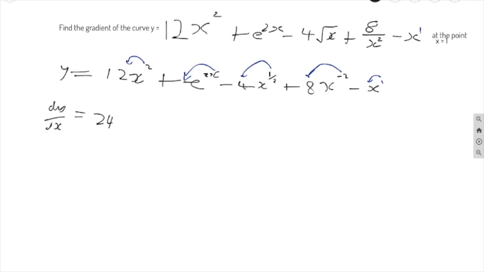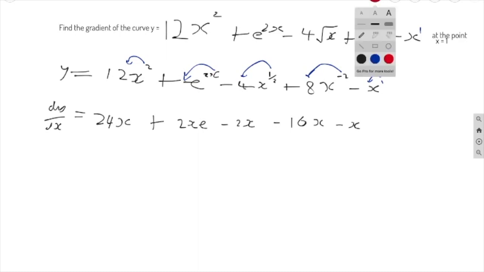24x plus 2xe to the 2x minus 2x to the power of minus a half minus 16x to the minus 3 minus x. We then do the next part, which is taking 1 from each of the powers.